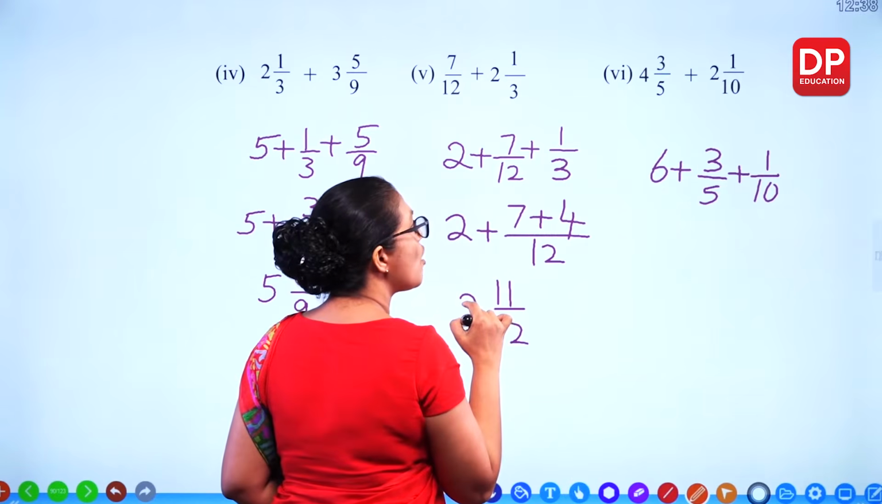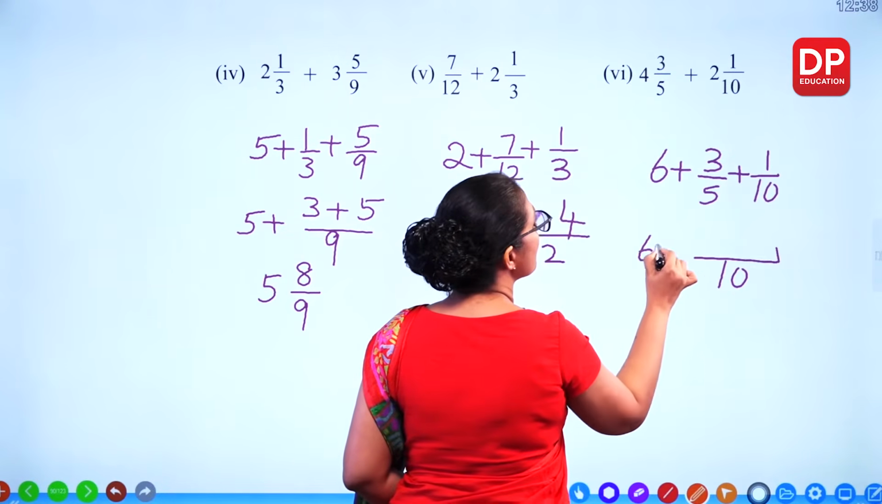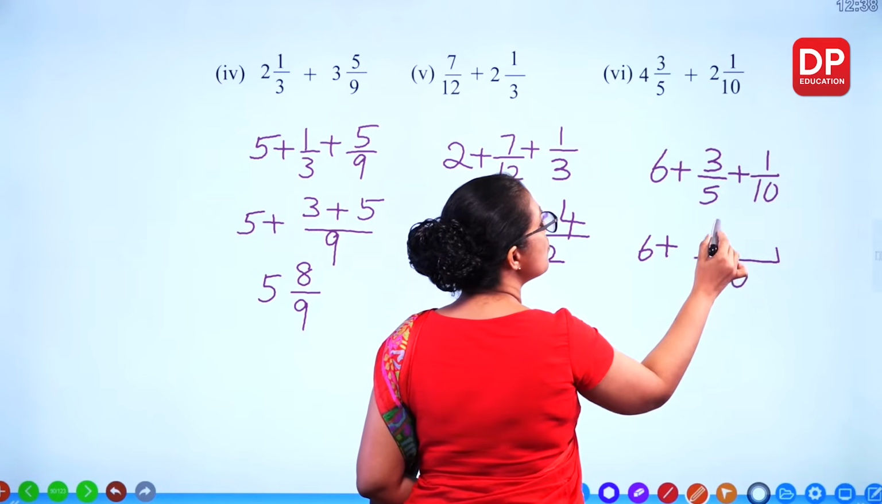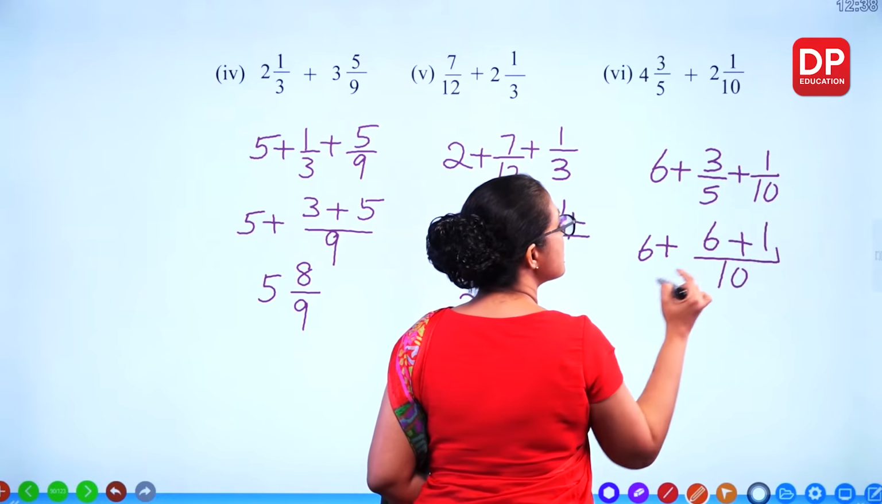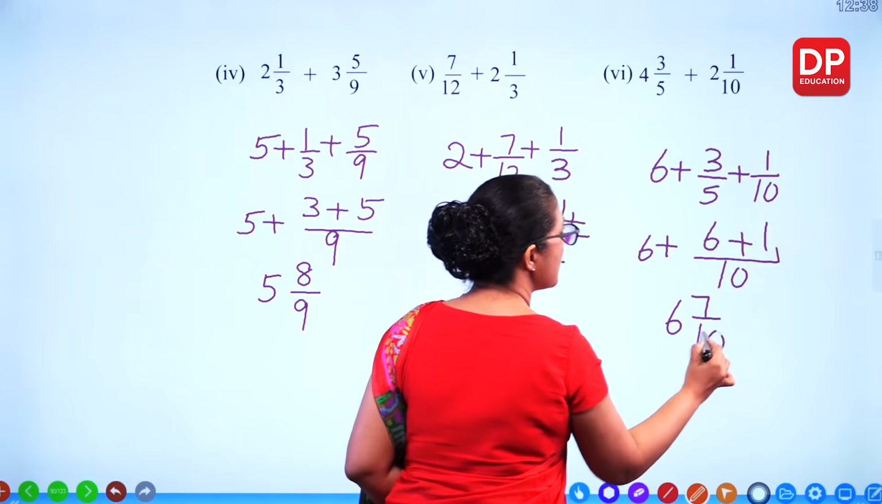Common denominator of 5 and 10, that's 10. Multiply by 2, you get 6 and 1. 6 plus 1, you get 7 over 10.